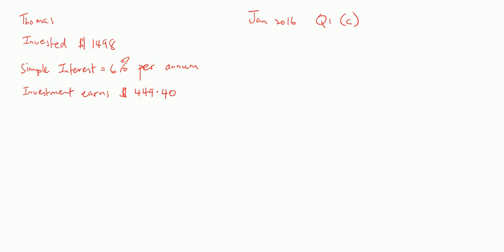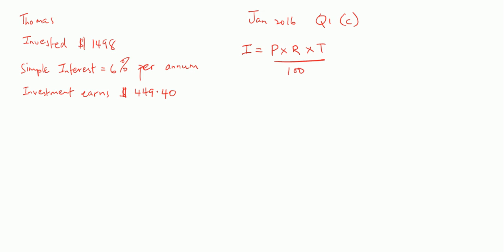So Thomas invested $1,498, and the simple interest is 6% per annum. So that is 6% per year. And they tell you that the investment earns $449.40. So let's start off. The simple interest formula is given by principal. Interest is equal to principal by rate by time over 100.